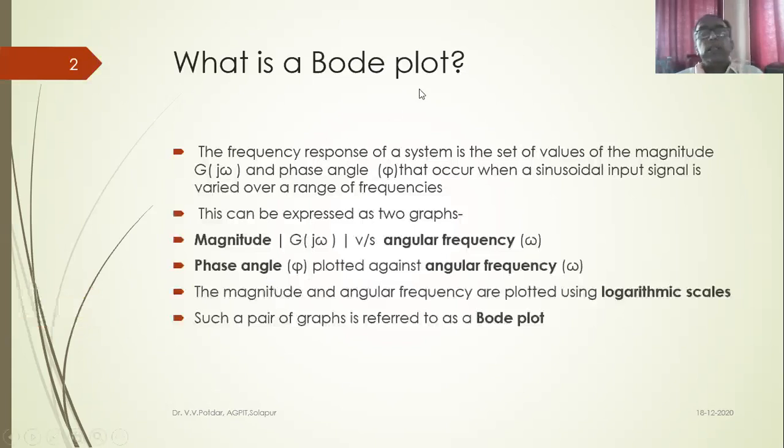Now, what is this Bode plot? The frequency response of a system is the set of the values of the magnitude |G(jω)| and phase angle φ that occur when a sinusoidal input signal is varied over a range of frequencies.